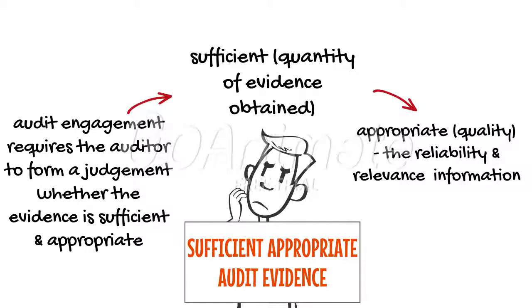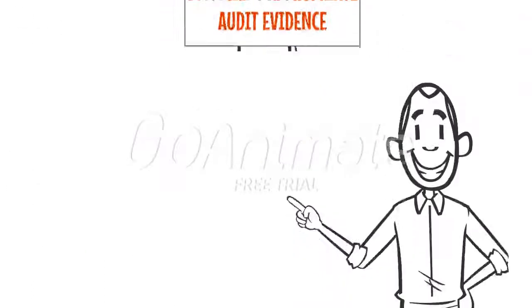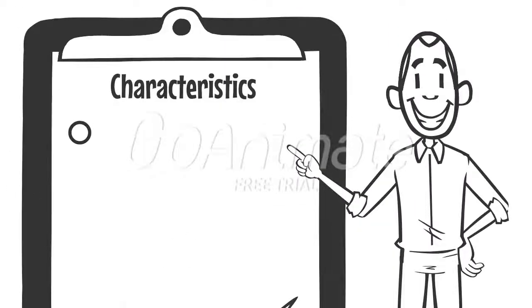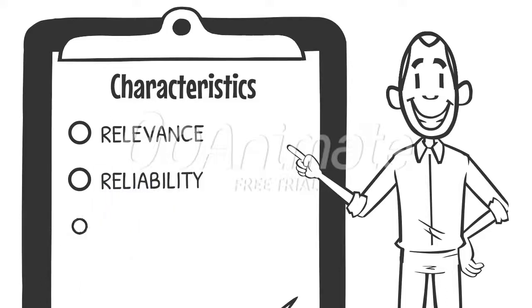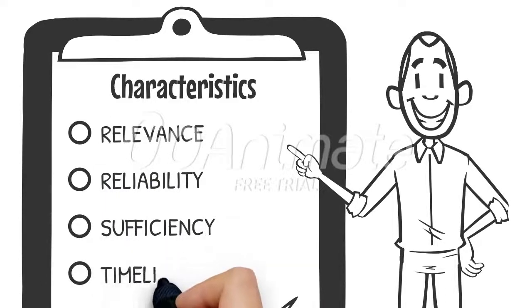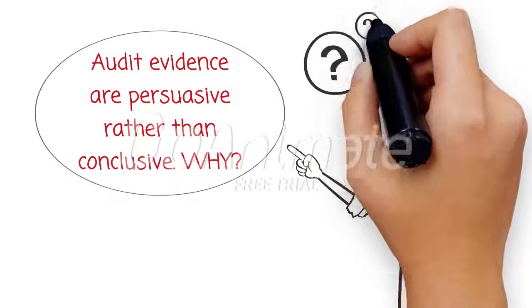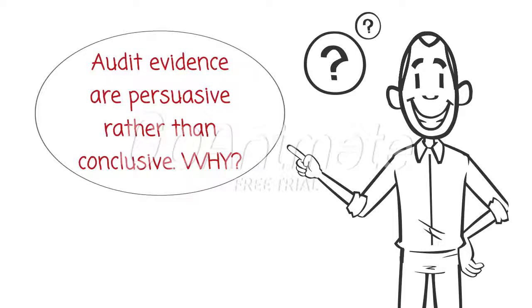Sufficient is the quantity of the evidence obtained, while appropriate is the quality, the reliability and relevance of information. There are 4 characteristics of persuasiveness of evidence. 1. Relevance. 2. Reliability. 3. Sufficiency and 4. Timeliness. Why is audit evidence persuasive rather than conclusive?